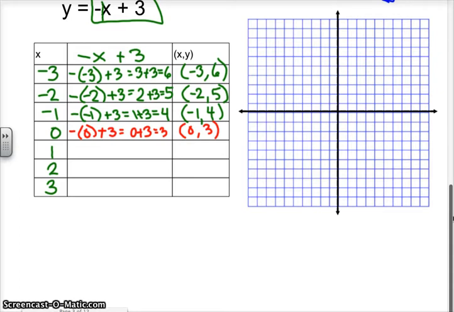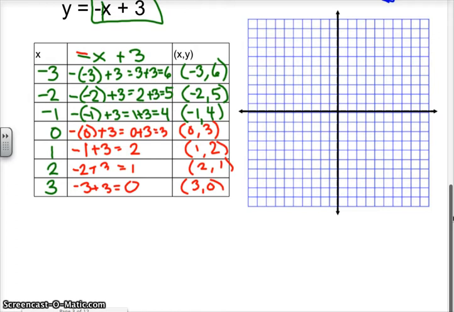1. Again, the equation is negative x plus 3, so I say negative 1 plus 3, which equals, what does that equal? 2. So I have the point 1, 2. Now I have negative 2 plus 3, because it says negative x, so I'm just putting that negative in front. Negative 2 plus 3 is 1, so I have the point 2, 1. And 3, negative 3 plus 3, which equals 0. So I have the point 3, 0.